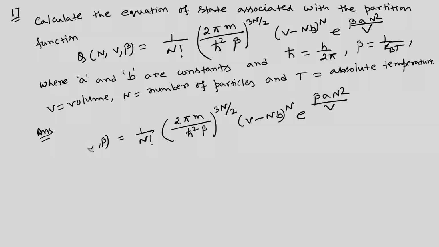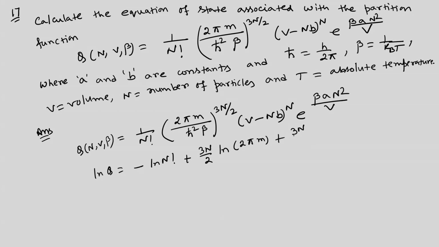So, Q is given here. We now need to calculate the logarithm of Q. So, ln Q is minus ln n factorial, plus 3n by 2 ln twice pi m, minus 3n by 2 ln h cross squared, minus 3n by 2 ln beta, plus n ln (V minus nb), and then plus beta a n squared by V.